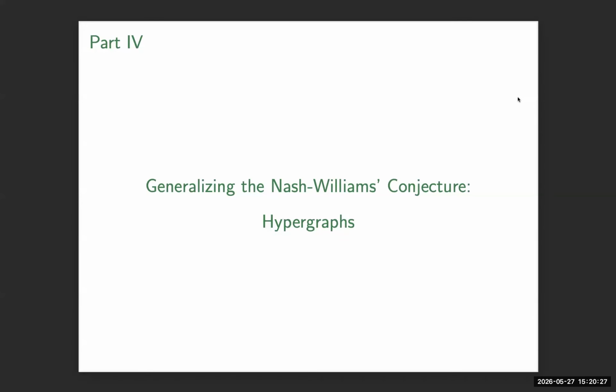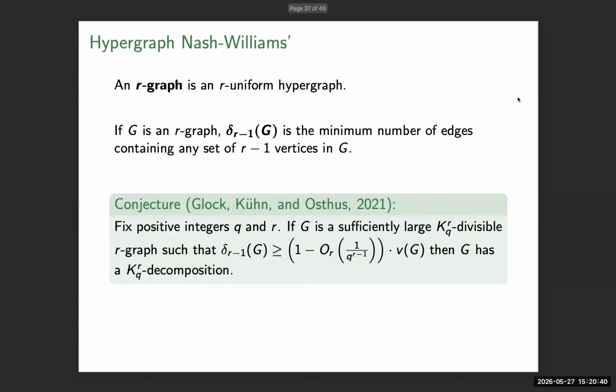Okay, but I have a couple of minutes left, and that would be a pretty negative note to end on. So instead, let's turn to a more positive note and talk about generalizing the Nash-Williams conjecture, this time to hypergraphs. A little bit of vocabulary. An r-graph is an r-uniform hypergraph, and for an r-uniform hypergraph G, we'll use delta_{r-1}(G) to denote the minimum number of edges containing any set of r-1 vertices in G. This is a really natural way to generalize what minimum degree means to hypergraphs.